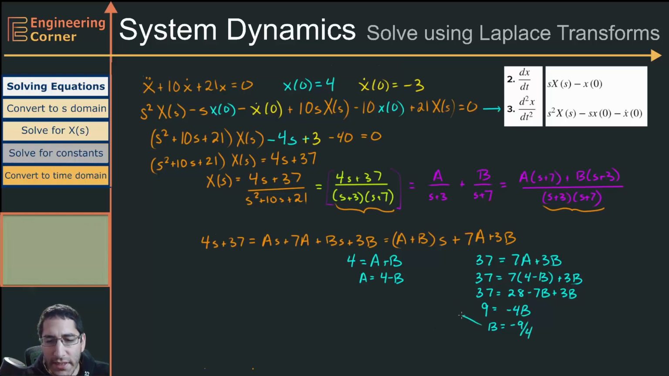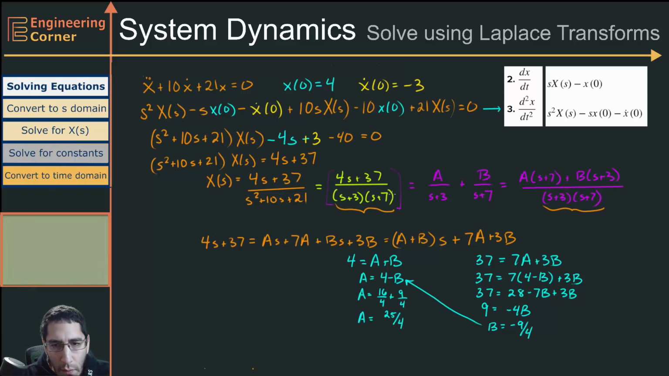Okay, I'm going to substitute that back right here, and a is going to be equal to, well, this is going to be 16 over 4 plus, the minus signs are going to combine, plus 9 over 4. So a is going to be equal to 25 over 4.